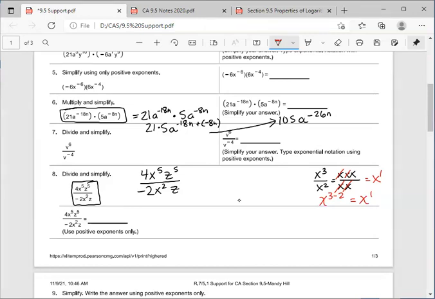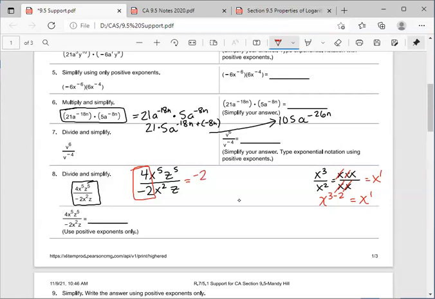The first thing I do when I see a problem like this is notice there are just some numbers to deal with. So I immediately ask, what is 4 divided by negative 2? Or I see if I can simplify that fraction. And 4 divided by negative 2 is just going to give you a negative 2.